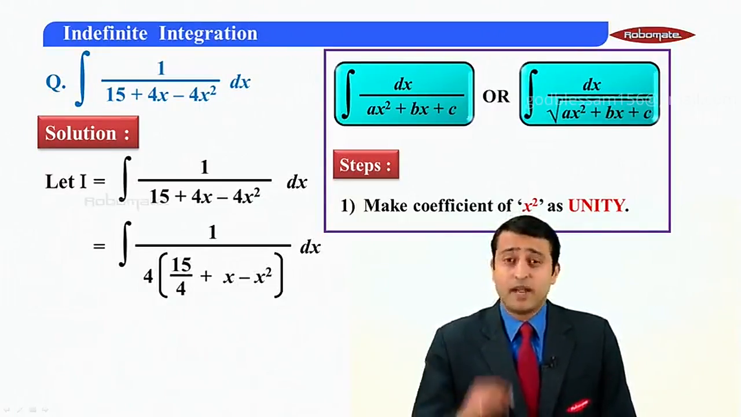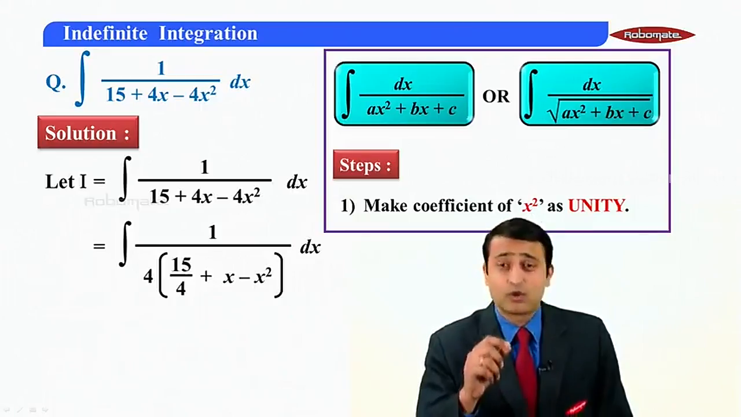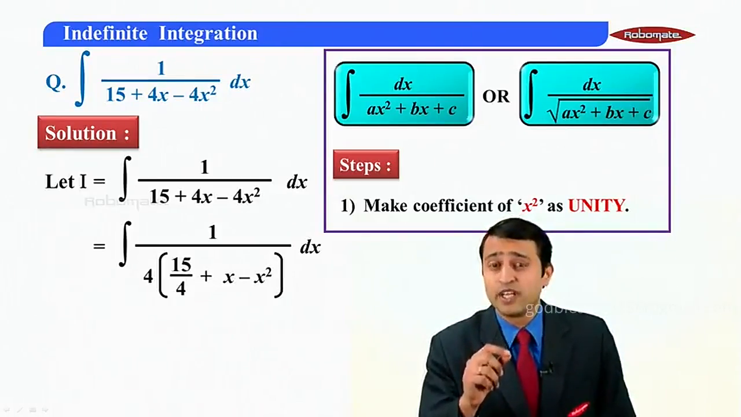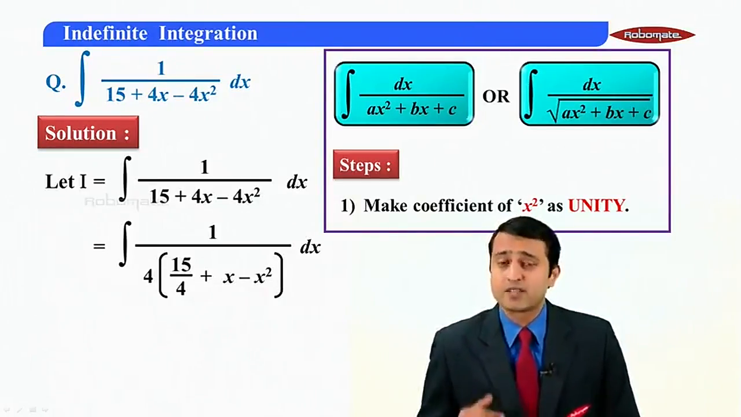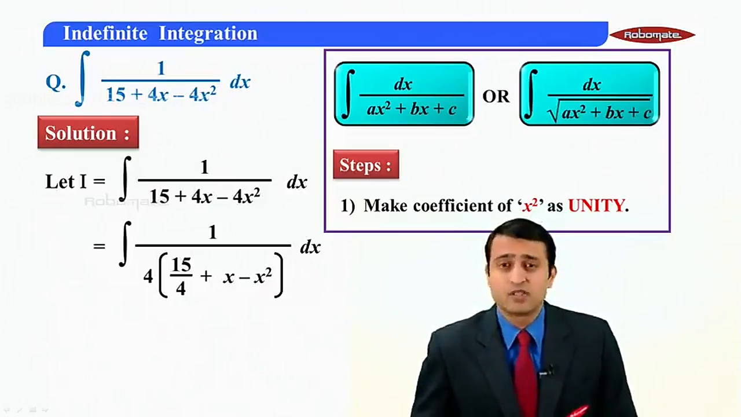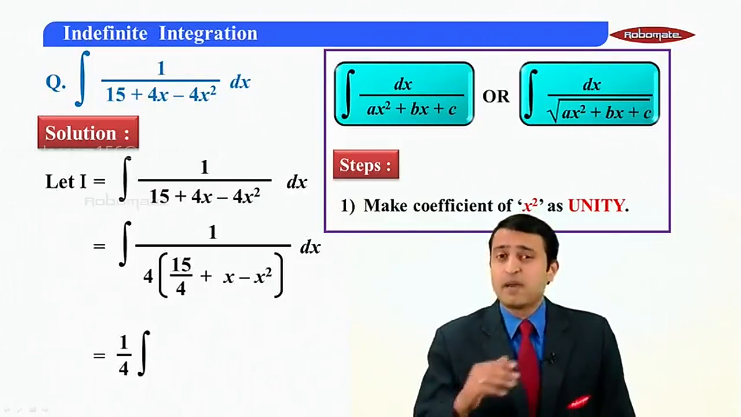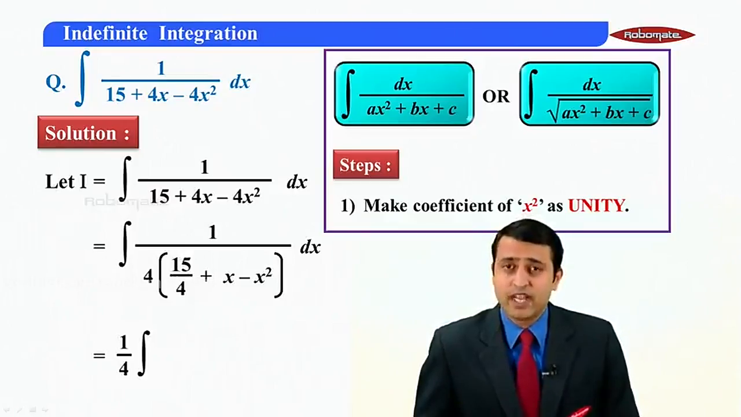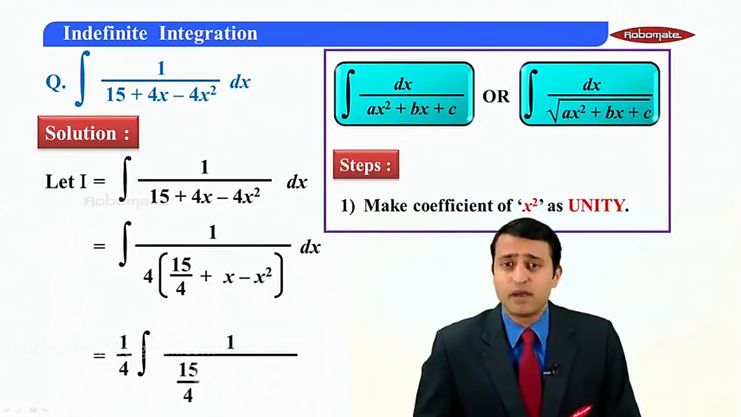Is that okay? Now my dear students, till now the coefficient of x square is not unity. Now it has become minus 1. We want to make it plus 1. So let us see the next step. 1 by 4 being a constant, we take it outside. Integral of 1 upon 15 by 4.